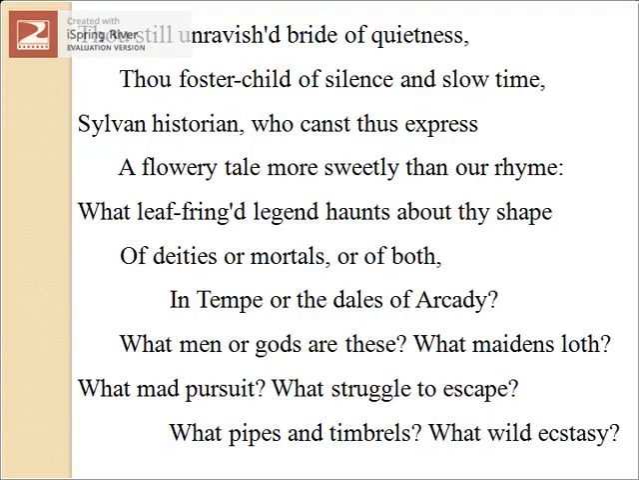So he has a natural affinity with Greek art and painting. That's very apparent here. But keep in mind that it becomes more beautiful because of the exercise of his imagination. So how does it begin? Thou still unravish'd bride of quietness, thou foster child of silence and slow time, sylvan historian, who canst thus express a flowery tale more sweetly than our rhyme. So he addresses this Grecian urn as the unravished bride.